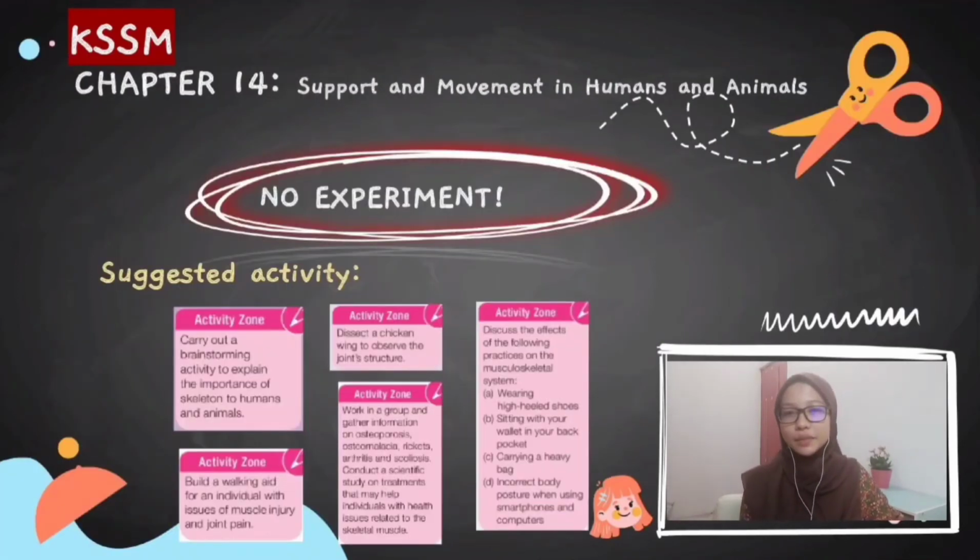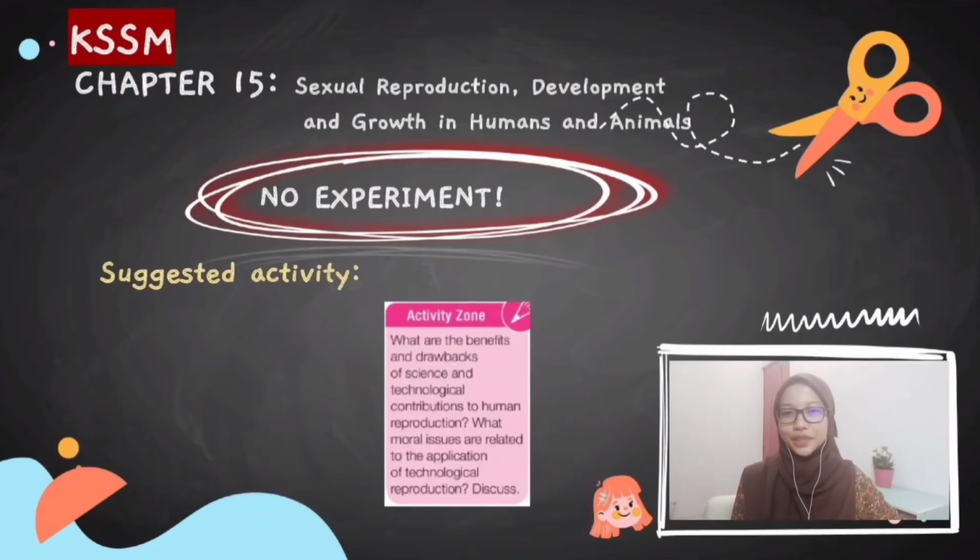Next, there is no experiment in chapter 14. However, there are a lot of activities suggested in the activity zone that can be done by the student and the teacher to understand this topic better. Last chapter, which is chapter 15, also does not have any experiment. Students may discuss the answers to the question given in the activity zone as shown in the slide for them to understand this topic better.